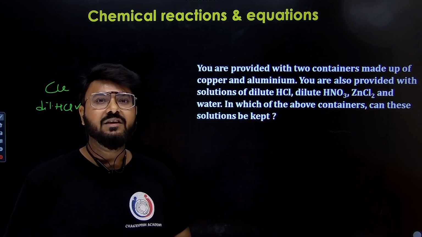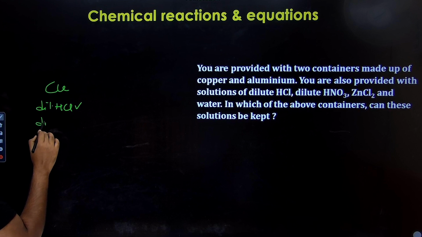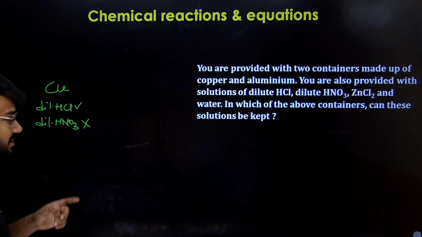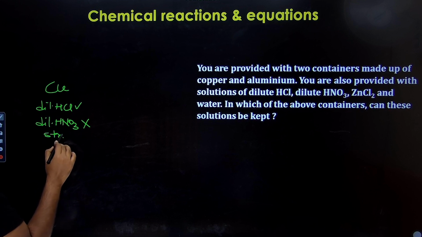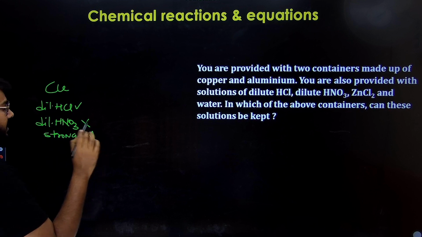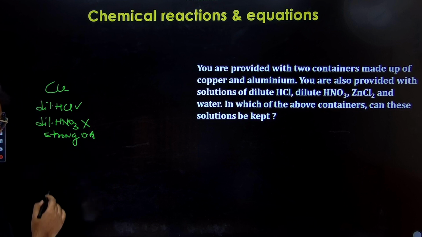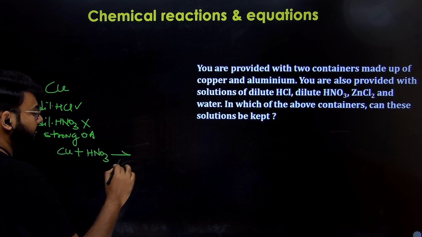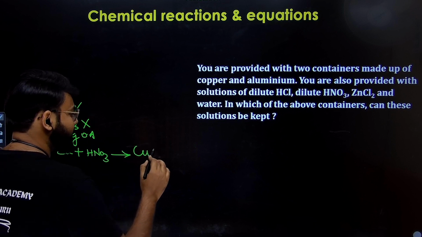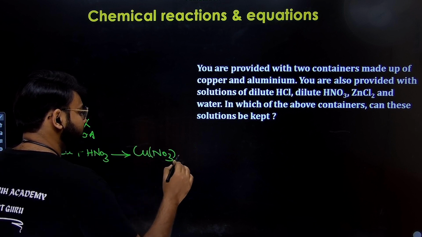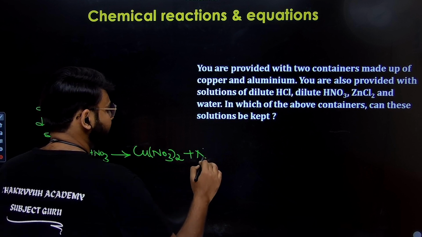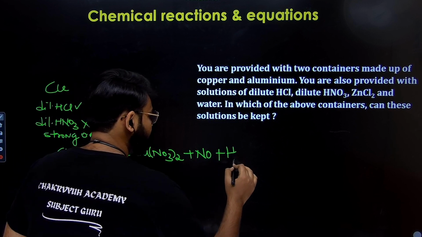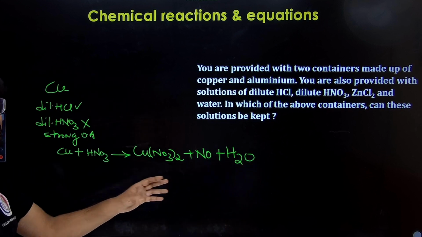Second, we expect the same for dilute HNO3 also, but there is a catch. Dilute HNO3, we actually cannot keep it. The reason? Because HNO3 is a very strong oxidizing agent. So there will be a reaction. Now see the reaction. When copper reacts with HNO3, it will give you copper nitrate, Cu(NO3)2, and along with that, it forms nitric oxide and the hydrogen will be oxidized to H2O. So you can see the reaction is happening, so we can't keep it.